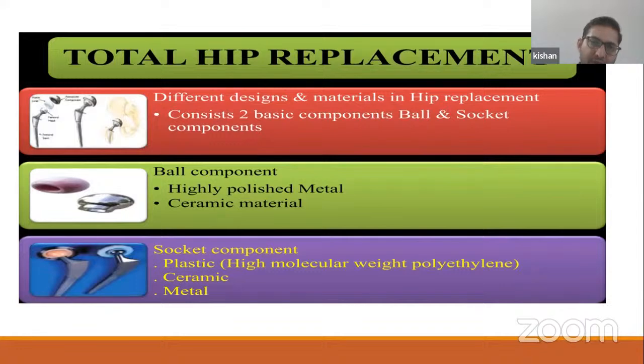The ball component can be highly polished metal, or recently available is the ceramic design, which has a longevity more than the metal component. The socket component consists of plastic, that is the high molecular weight polyethylene, or it can be of ceramic or it can be of metal.